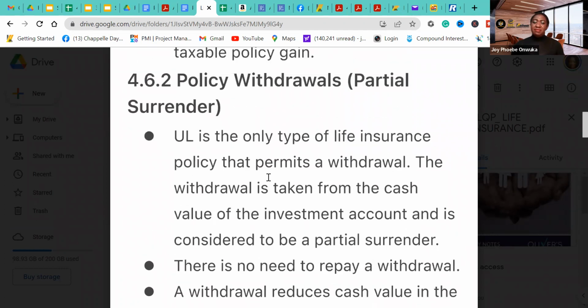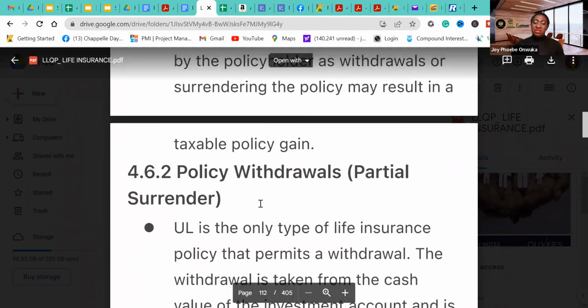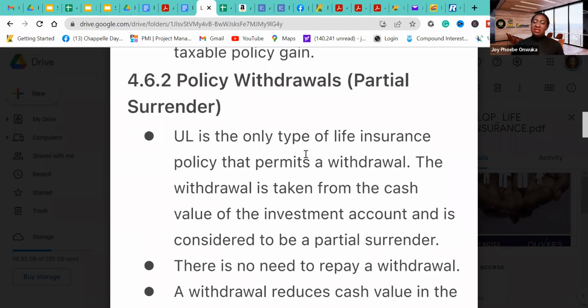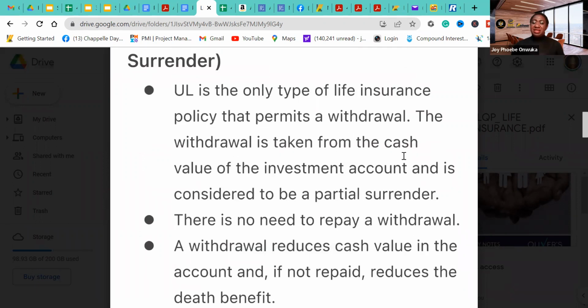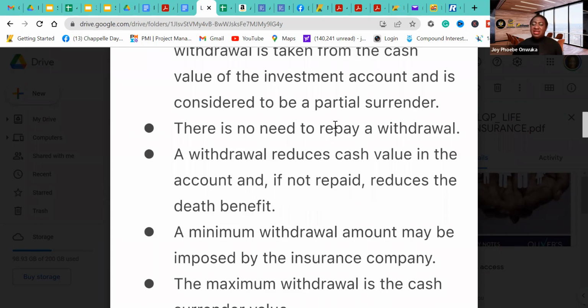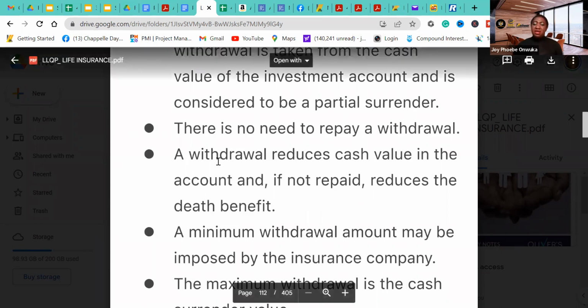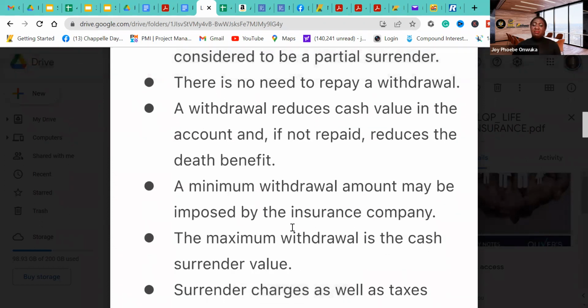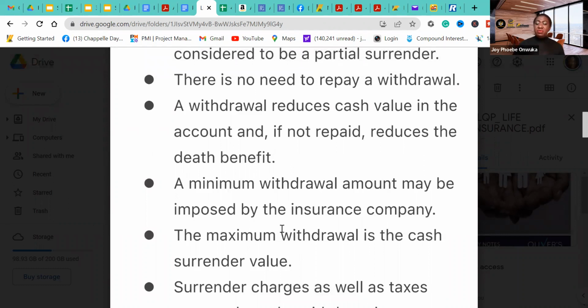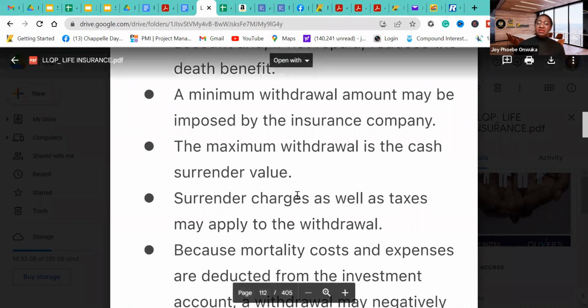Now we are looking at policy withdrawal or partial surrender. UL is the only type of life insurance policy that permits withdrawal. The withdrawal is taken from the cash value of the investment account and is considered to be a partial surrender. There is no need to repay a withdrawal. Okay? A withdrawal reduces cash value in the account, and if not repaid, reduces the death benefit. A minimum withdrawal amount may be imposed by the insurance company, and the maximum withdrawal is the cash surrender value.